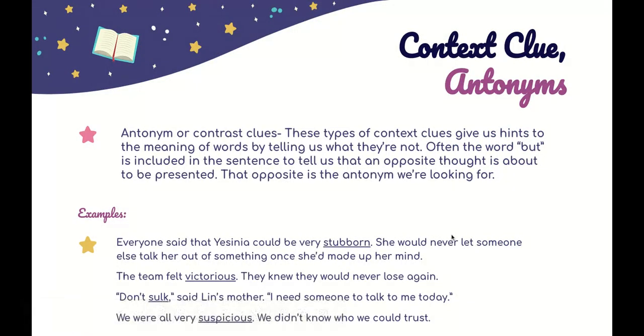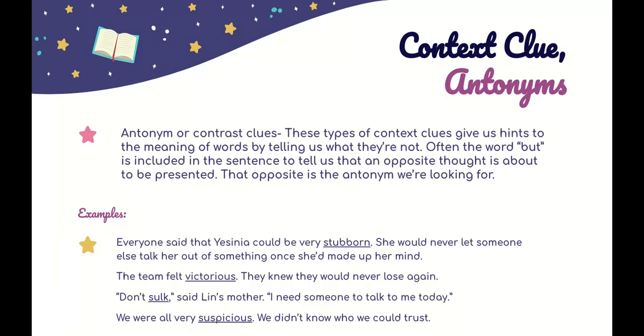So to focus in on the context clue antonyms, again, antonym or contrast clues, these types of context clues give us hints to the meaning of words by telling us what they're not. Often the word but is included in the sentence to tell us that an opposite thought is about to be presented. The opposite is the antonym we're looking for. Let's look at the examples.